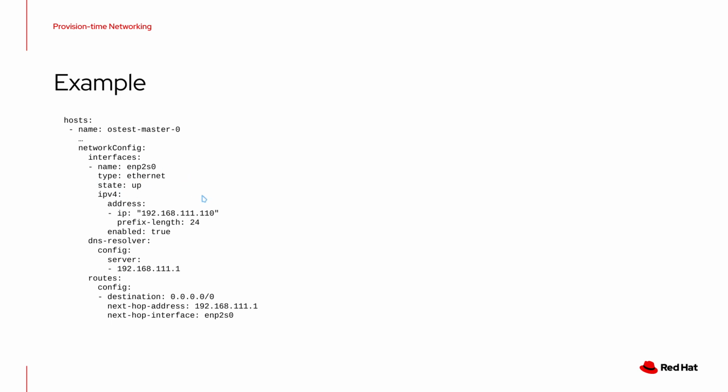And you can see basically what we're doing here is we're statically configuring an IP on this node, and then that means we also have to statically configure the DNS and the routes, because we can't get those things from DHCP like we otherwise would.